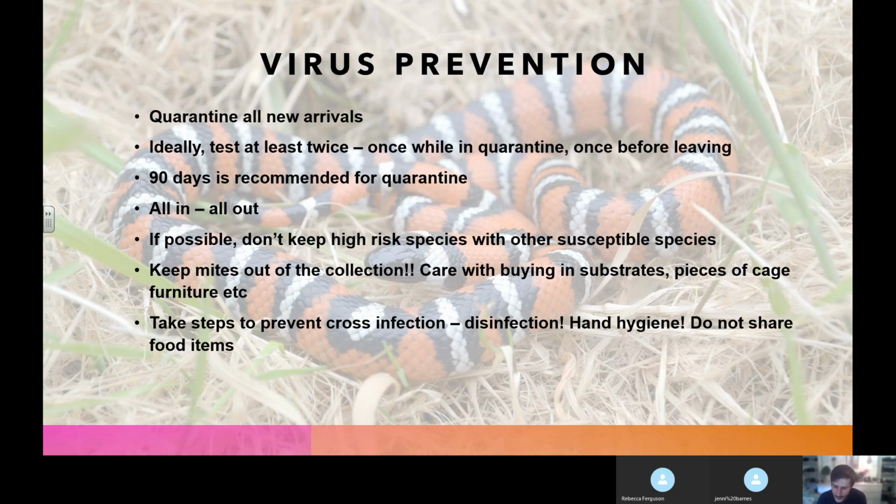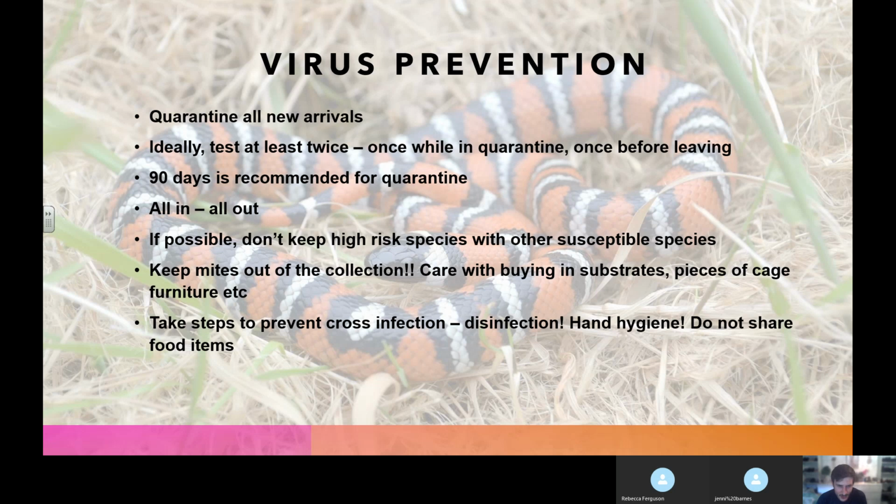So there are lots more viruses that I haven't covered, but those are probably the biggest, most common ones that I would encounter on a day-to-day basis. As we get towards the end of this presentation, let's think about some general principles in terms of preventing viral diseases.